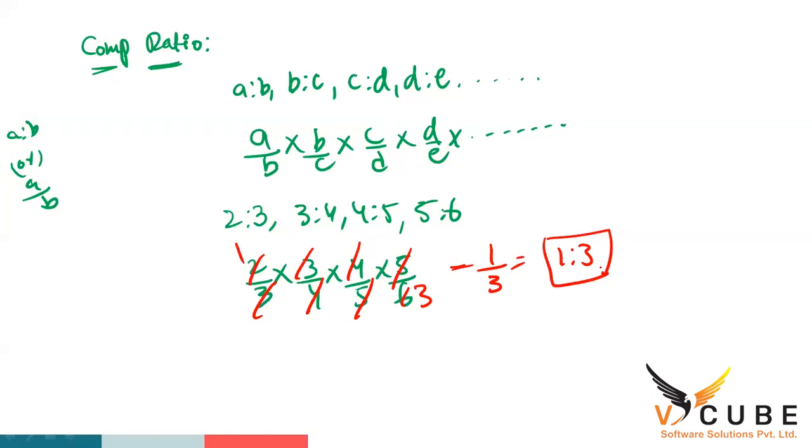Just remember, guys, compound ratio formula: A is to B comma, B is to C comma, C is to D comma, D is to E, and so on. So the compound ratio formula is A by B into B by C into C by D into D by E, and so on. Clear to all of you? Any doubts regarding compound ratio? No, sir.